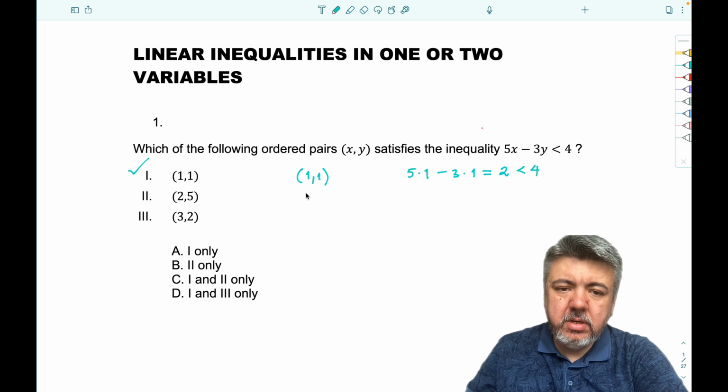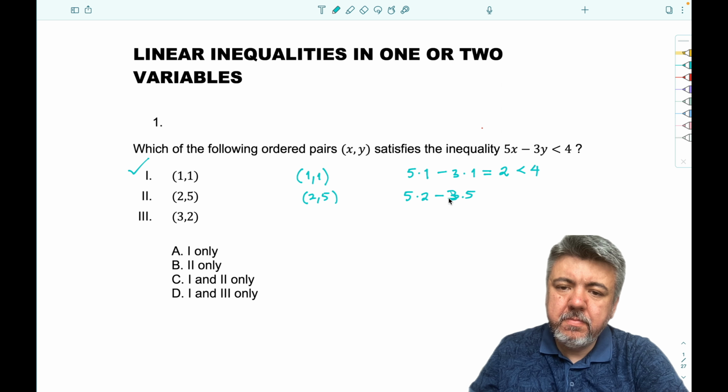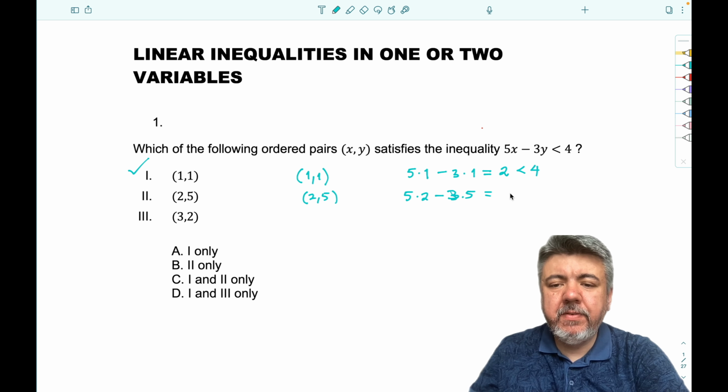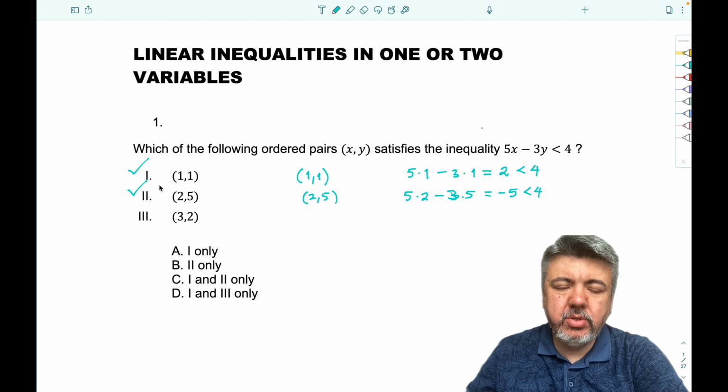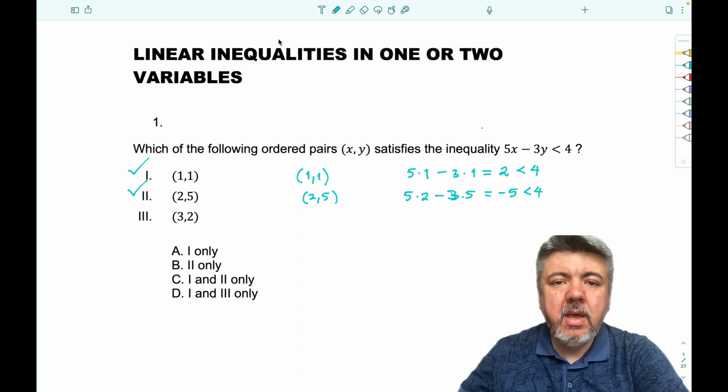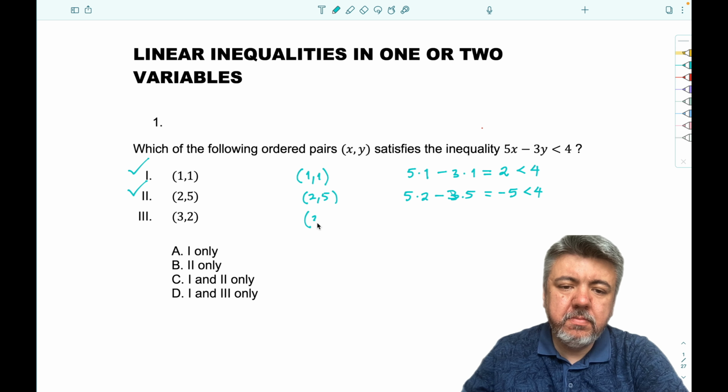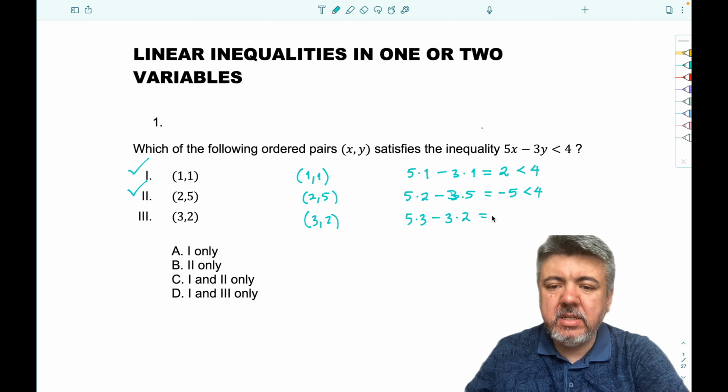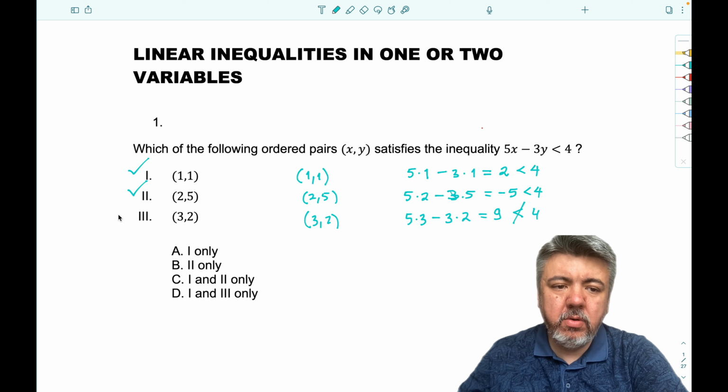Let's check (2, 5). 5 times 2 minus 3 times 5, which is 10 minus 15, which is negative 5, less than 4. That's correct. So this also satisfies the inequality. And finally, (3, 2). 5 times 3 minus 3 times 2, which is 15 minus 6, 9. Less than 4 is not satisfied, so 1 and 2 only should be the correct answer.